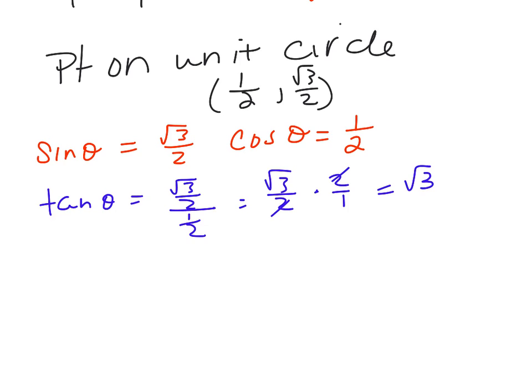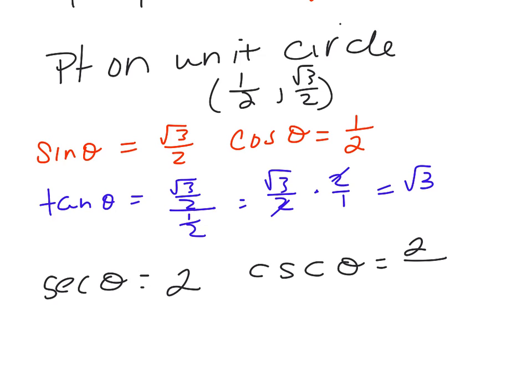So now if I want secant theta, secant is the reciprocal of cosine. So that would be equal to 2, because I took 1/2 and I flipped it. Cosecant theta is the reciprocal of sine, so I would flip it and I get 2 over radical 3. Now in pre-calculus you do not have to rationalize the denominator like we did last year. And cotangent theta is the reciprocal of tan theta, and tan theta is radical 3, so I flip it and I get 1 over the square root of 3.